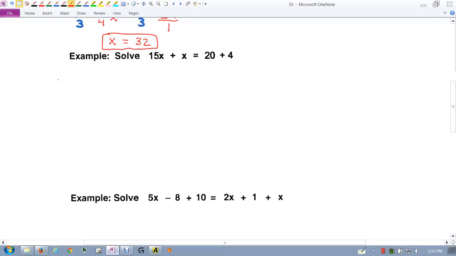Step 1. Do we have any combining or any simplifying to do? Yes, the left side, you can put 15x and x together, can't you? That's 16 x's. How about the right side? 24. Step 2, do I need to isolate the x term? It's already done. Third step, clear the coefficient out. Divide both sides by 16.